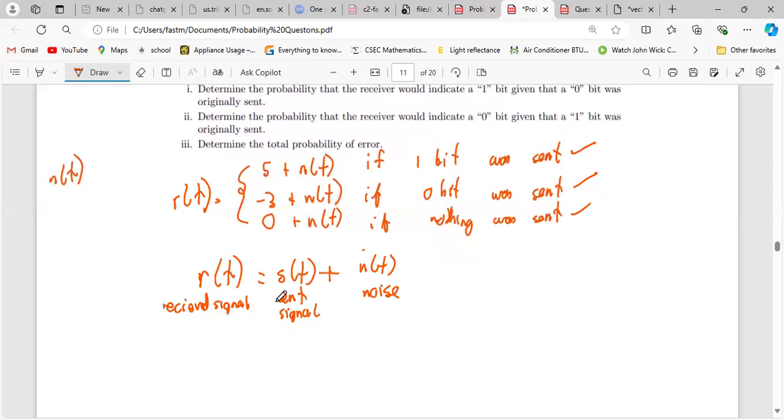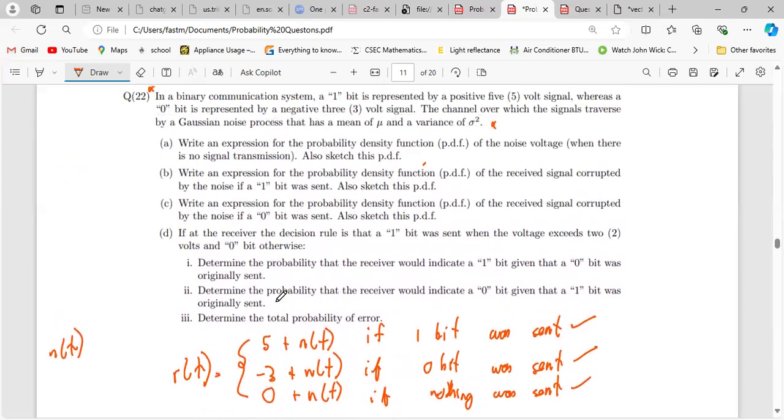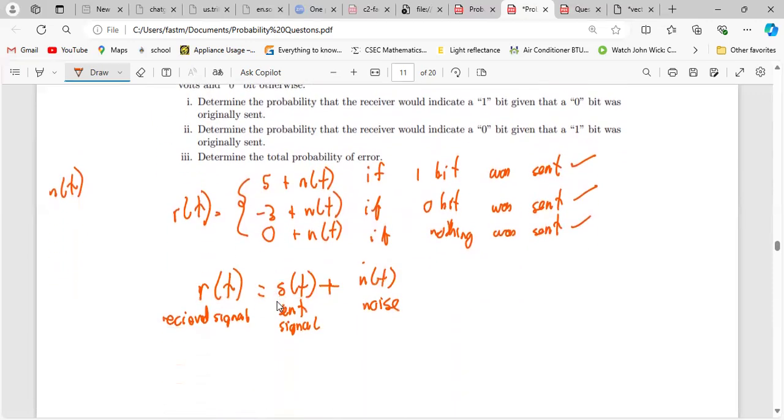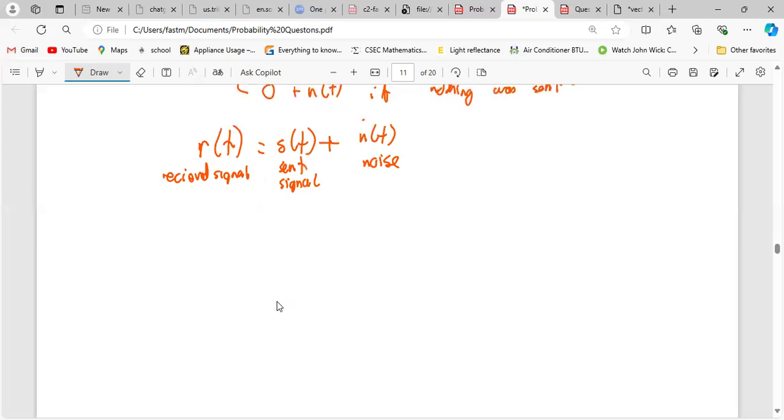So now we can go back and do the question. Write an expression for the PDF of the noise voltage where there is no signal transmitted. When you have no signal, that means that S at T is 0. So it's basically just N at T coming in. It's literally just the noise alone. So now we have a PDF equation. So X at T, or F at T. You can write F of X at T of X. Easier to write like that.